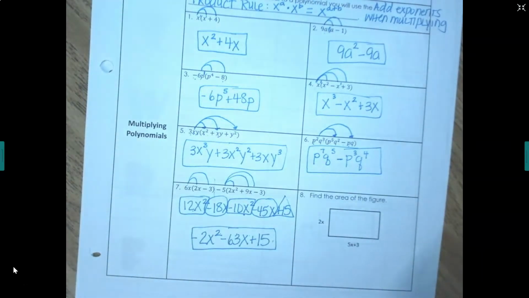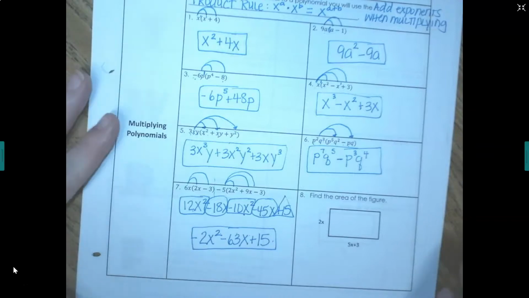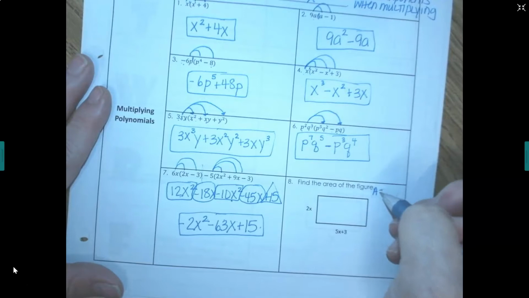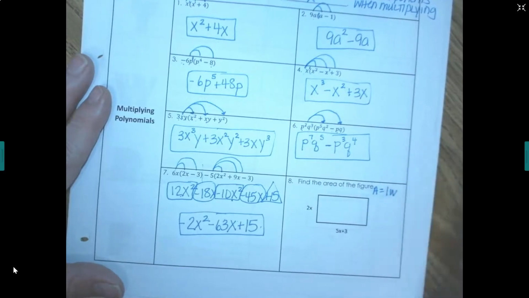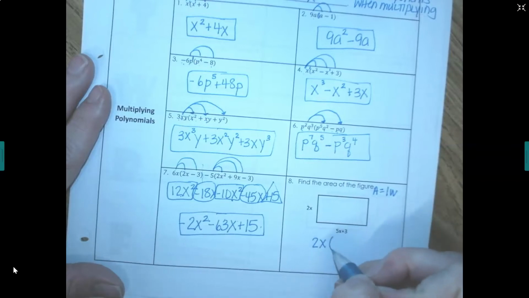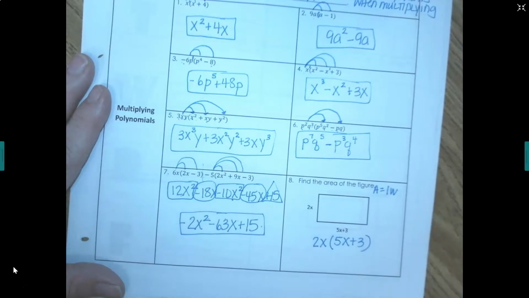All right. So we can also find area. This is the same idea. It's what we've been doing. It could have been applied to a figure and told the area. So remember, area equals length times width. So you're just multiplying the sides here. So really what we're saying is 2x times 5x plus 3.